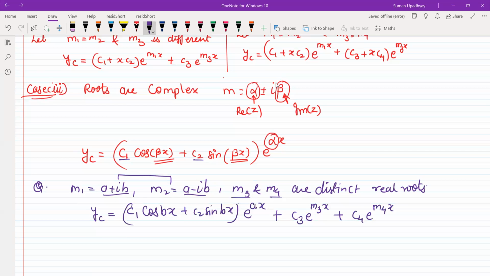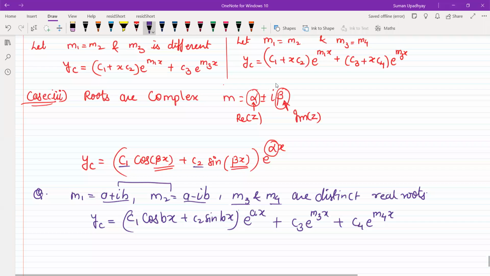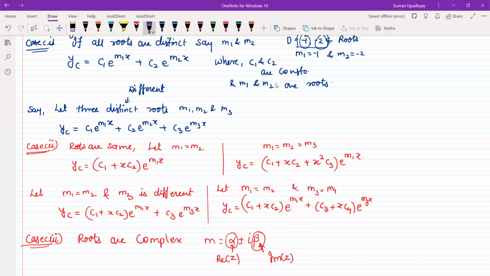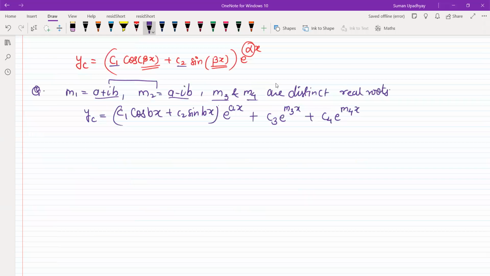Got it? Yes ma'am. So I'll just go through all the cases once again, and then we'll start with the problem. It should be minus b, sign of minus b, but why do you take it as positive? I'm talking about the given problem that we have. In this one, why did we take plus instead of minus? See, we write a plus minus ib, no? So that is why we take only b. We don't concentrate on this plus or minus sign.